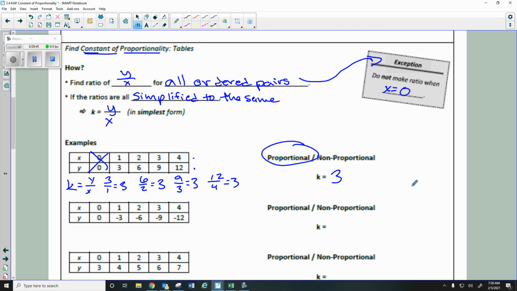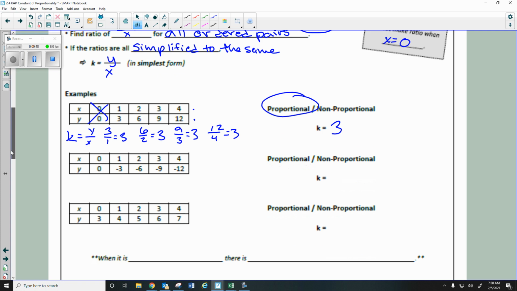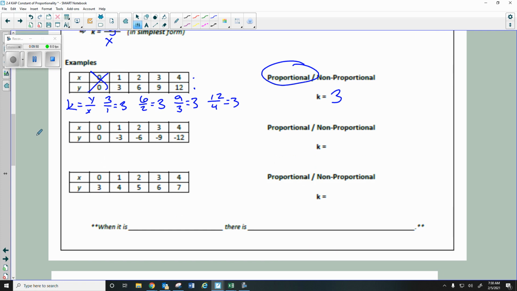That is my multiplier. Okay, so pause. You do the next two, get your answers written down, and then play when you're ready to check.